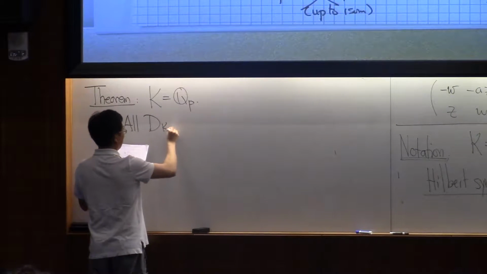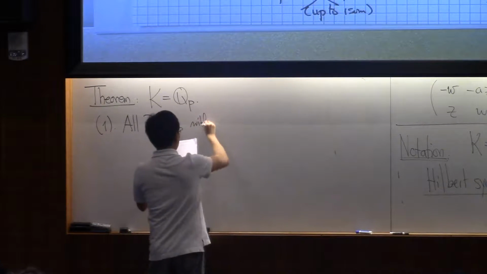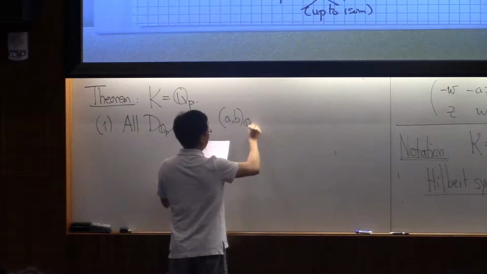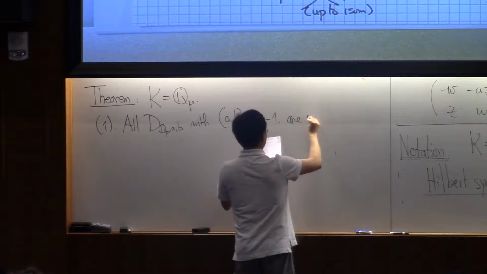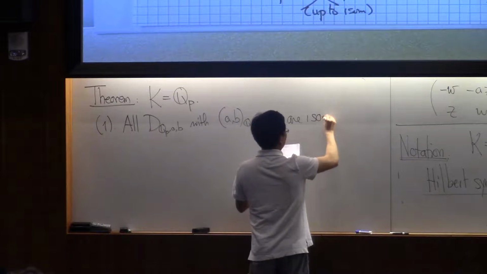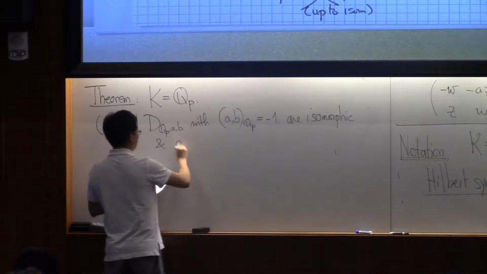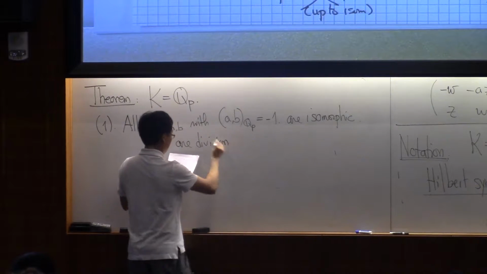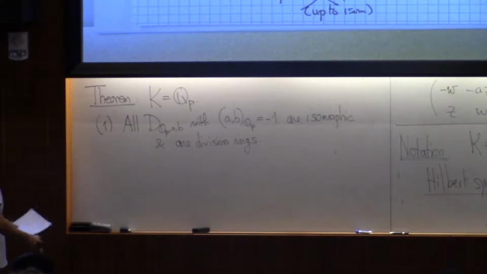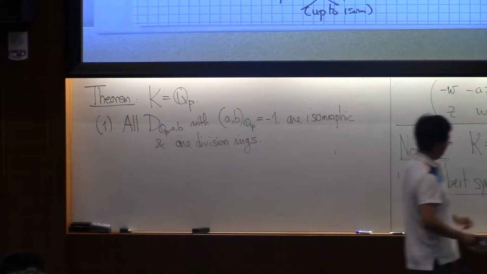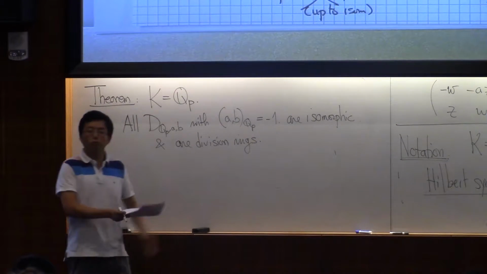So, all of these over Q_p where the Hilbert symbol is negative 1 are isomorphic, and are division rings. Non-commutative though. So anyway, in terms of the Hilbert symbol, it will tell you which quaternion algebra it is up to isomorphism. It's only 2.